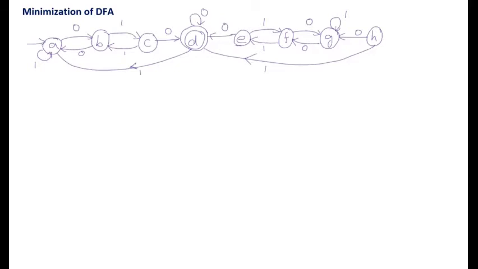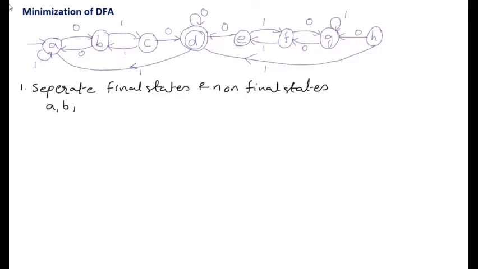Let me give an example. We need to reduce the number of states. The first step is we need to separate the final states and non-final states. Here A, B, C, E, F, G, H are non-final states and D is a final state, so we need to separate them into two groups. Let us call the groups A and B.